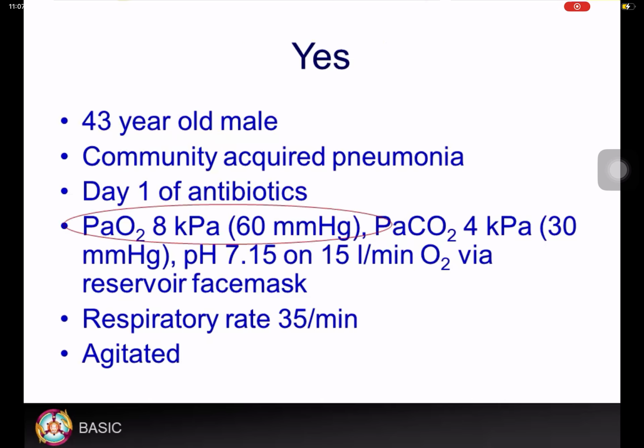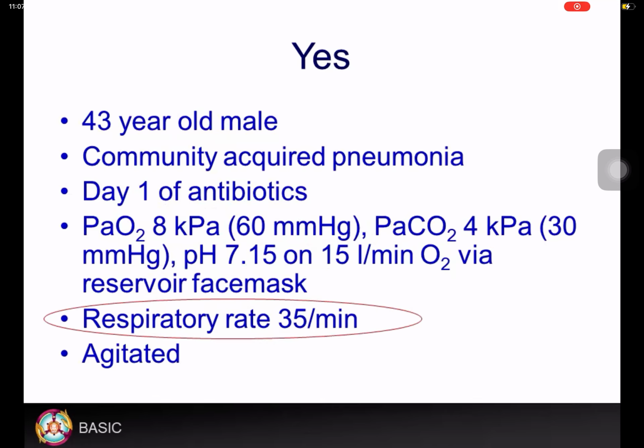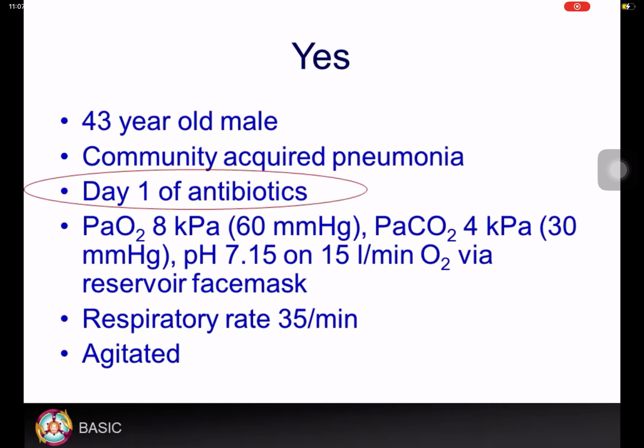The patient is hypoxemic, despite near-maximal oxygen therapy by face mask. His tachypnea also indicates that his respiratory failure is severe, and his agitation and metabolic acidosis indicate tissue hypoxia. Furthermore, he's only on the first day of antibiotic therapy for community-acquired pneumonia, and he is therefore unlikely to respond rapidly to treatment of his underlying condition. The risk-benefit ratio therefore favors ventilation.